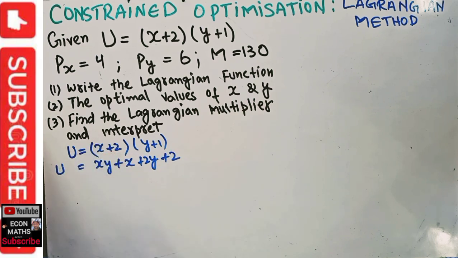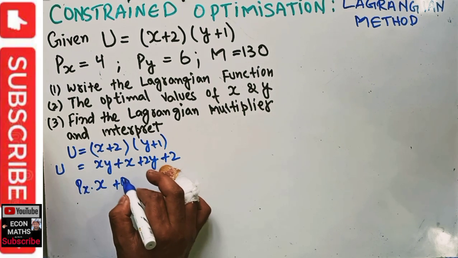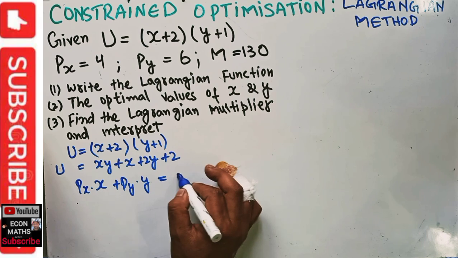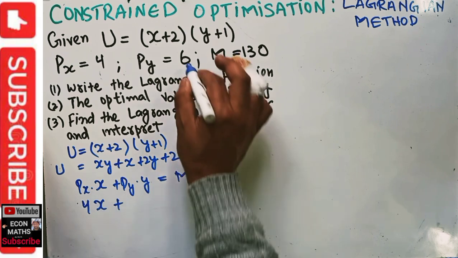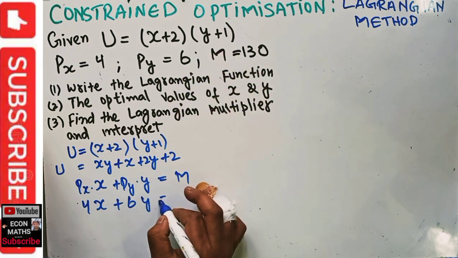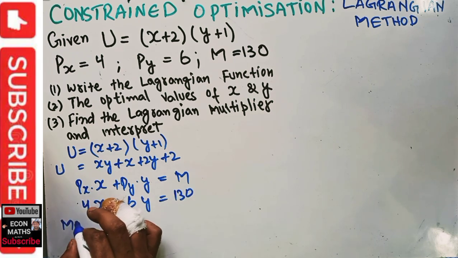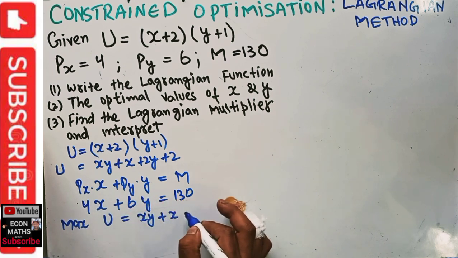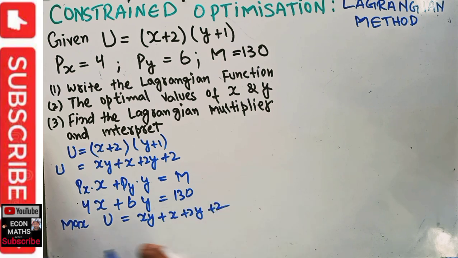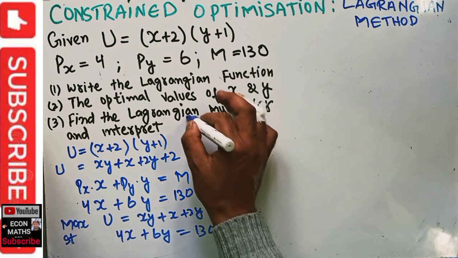This is our utility function, and we have the budget constraint, that is price of x times units of good x plus price of good y times units of good y should be equal to the total income. So price of good x is 4, so we can write 4x + 6y = 130, the budget of the consumer. Our question becomes: maximize the utility function u = xy + x + 2y + 2, subject to the budget constraint 4x + 6y = 130. Okay, so this is our question.